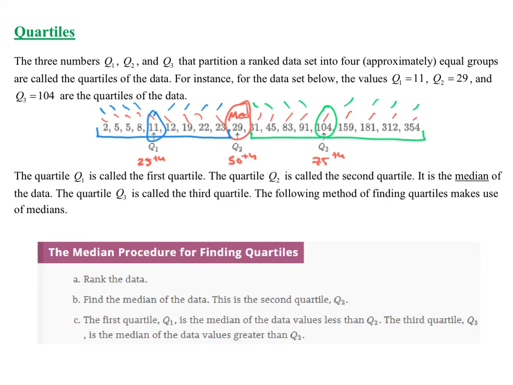So these are how I find my quartiles. Rank it, find the median, find the median of everything below the median, find the median of everything above the median, and that gives you your quartiles.